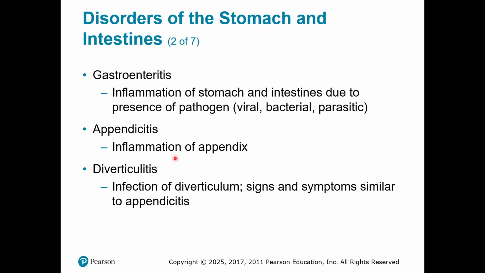The appendix, or appendicitis here, is an inflammation of the actual appendix. Most of these are surgical and the appendix has to be removed. Then you have diverticulitis. So this is an infection of the diverticulum. And the signs and symptoms are very similar to that of appendicitis. And so you can have these.